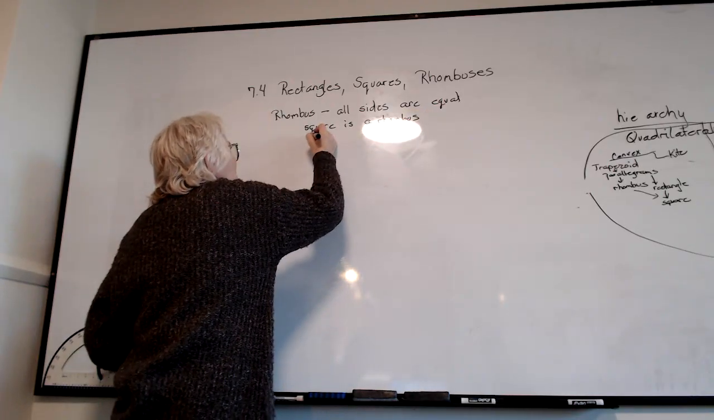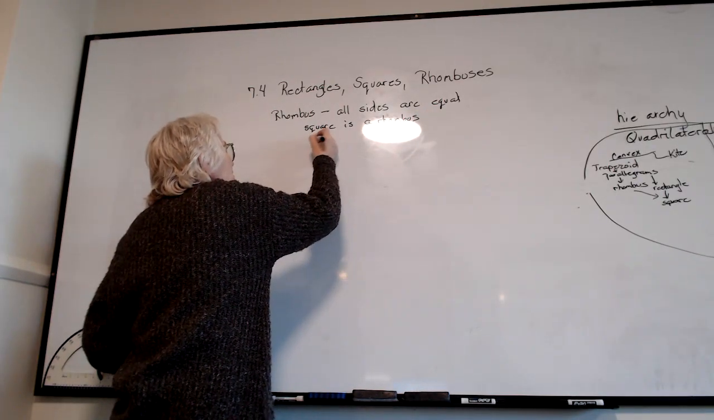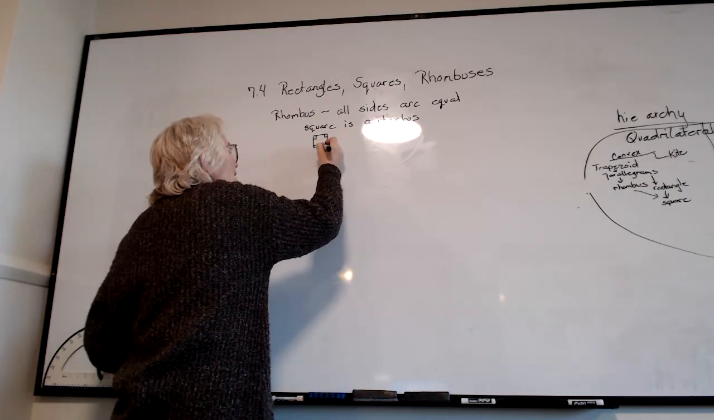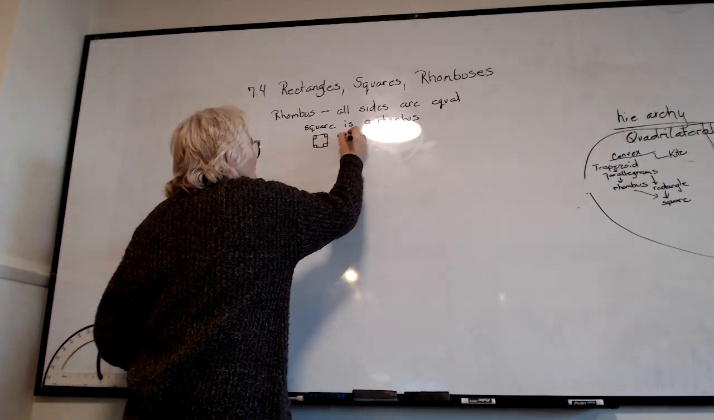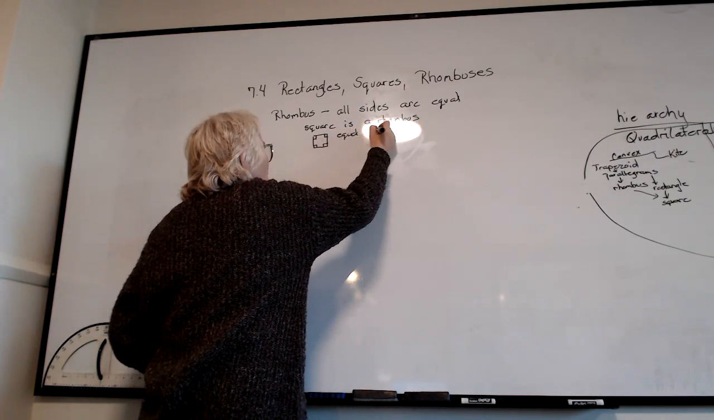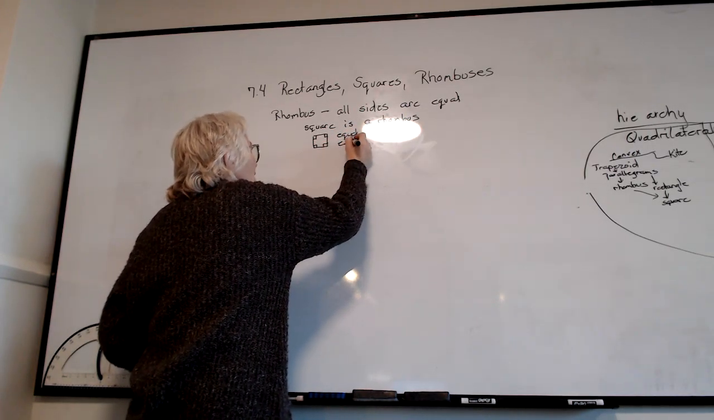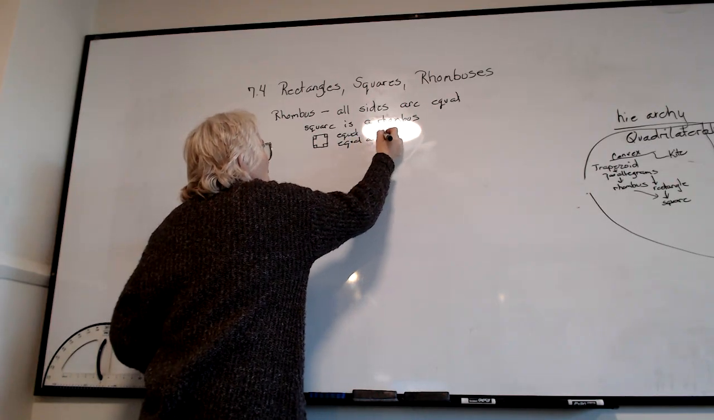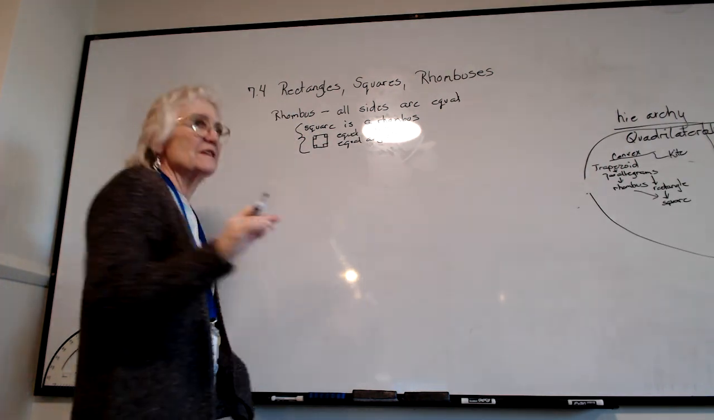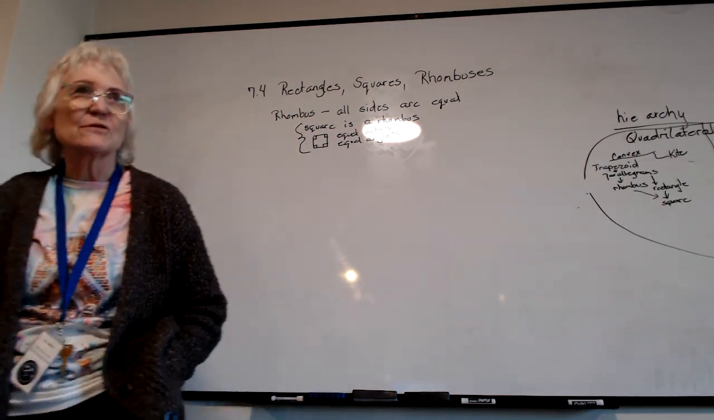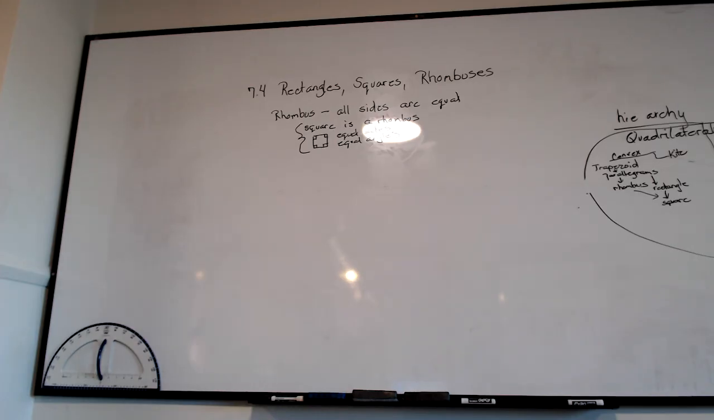It's just more specific. A square has equal sides and equal angles. So this is a square. But there are more things to a rhombus than just squares. You can have other ones that don't have 90-degree angles, and those are still rhombuses.